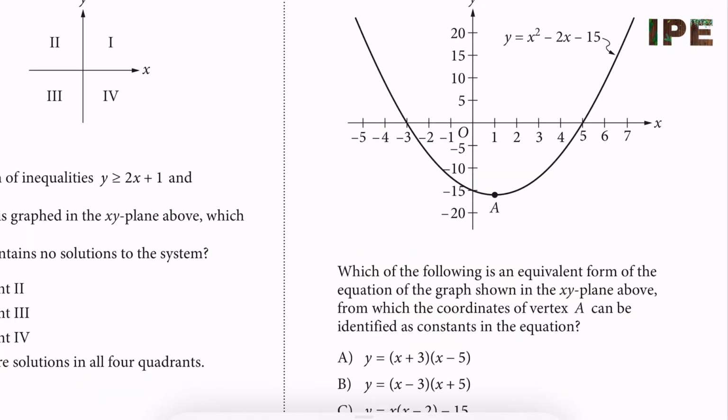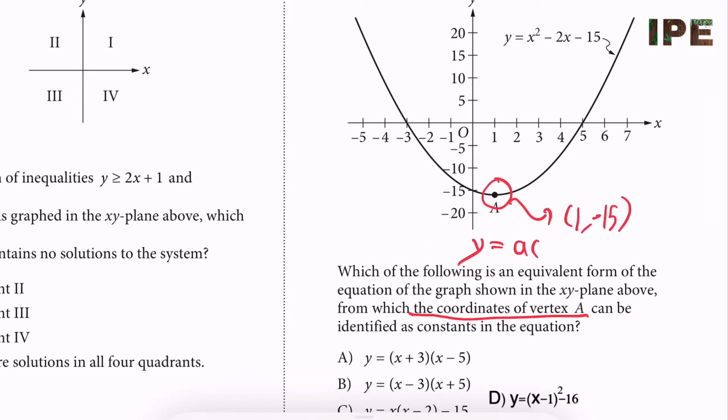Next problem. Which of the following is an equation form of the equation of the graph shown, and then that must be from which the coordinate of vertex. Key point is this: the coordinate of the vertex A. So what is this? 1, -15. So we have to use a vertex form. What does a vertex form mean? y equals a times (x minus h) squared plus k form.